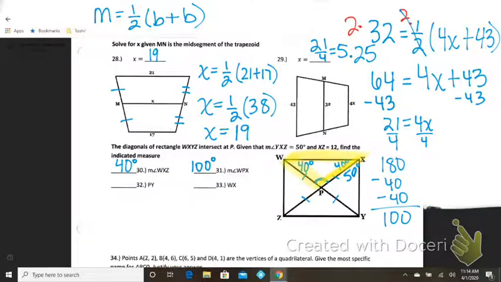Okay? Now, having talked through all of that, that should make this last part pretty easy. We're trying to find PY. PY is a piece of a diagonal. In the directions, they told us that XZ had a length of 12. Okay, so if we split that up, that would mean that PZ and PX both have a length of 6. And we already talked about the fact that every single piece of each diagonal needs to be congruent. So PY would also be 6.